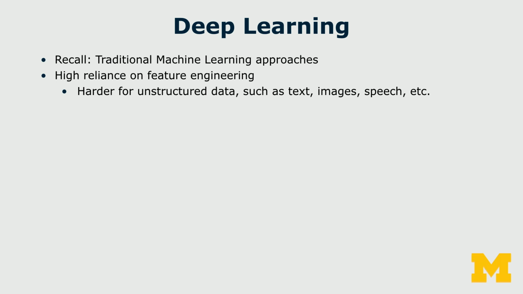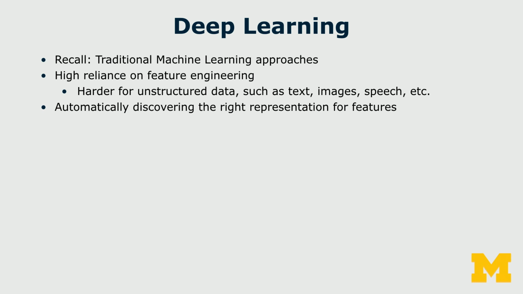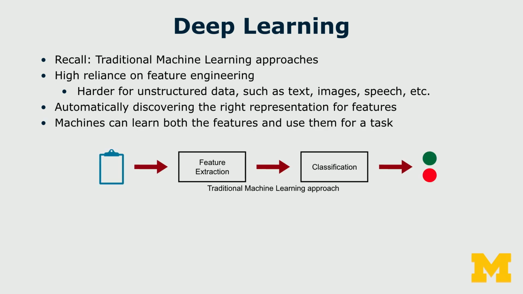What if we could have an automated way of discovering the right representation for features? That was a challenge that started getting addressed when deep learning approaches came. Machines can learn both features and then use those features in a particular task in a unified fashion. For example, in the traditional sense, when you had documents, you first did feature extraction and then you trained a classifier and had a classification module to then finally decide whether something was a green or a red, or something was a yes or a no, right? Some typical examples would be in sentiment analysis models and so on. So that was a traditional machine learning approach.